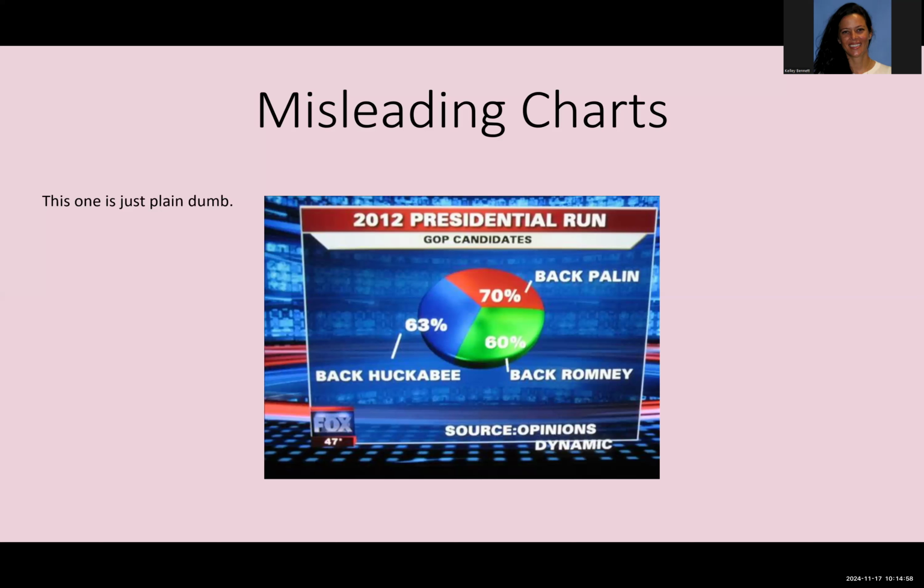And then secondly, each slice of the pie is the same area, which would, in a correct pie chart, indicate equal percentages for each category. But here that's not true. Palin leads, followed by Huckabee, followed by Romney. They're all different percentages. So that's not reflected either.